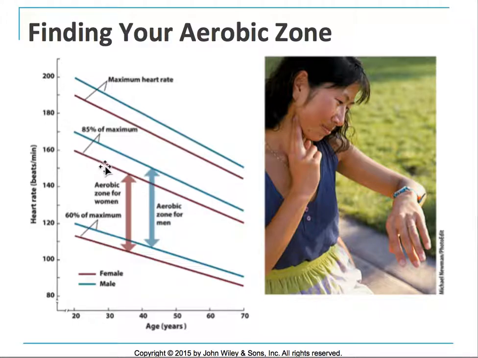150 beats per minute for a female, and then for a male, that would probably be about 115 beats a minute to probably about 170 beats per minute. The blue lines are for males, and the red lines are for females. So you can check that out on the slide or in your text to help figure out what heart rate would be considered your aerobic zone.